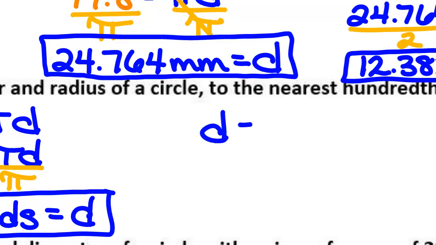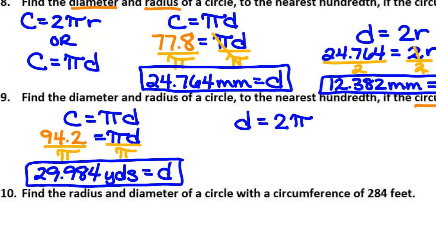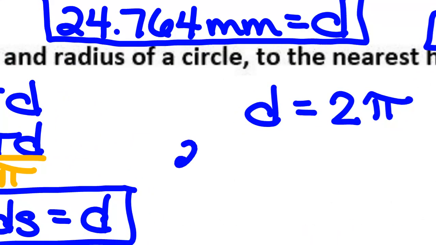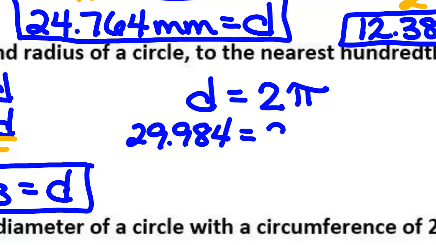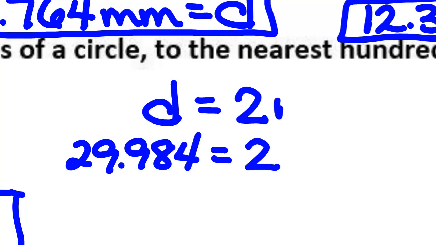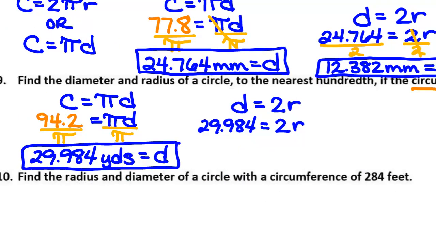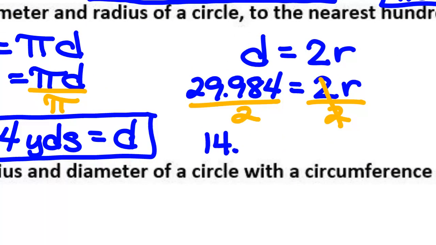And then we have diameter equals 2 times the radius. So we're going to put 29.984 in for d. Equals not 2 pi, sorry, 2r. I don't know why I wrote a pi there. Equals 2r. Then we divide both sides by 2. That means our radius is how big? 14.992 yards.